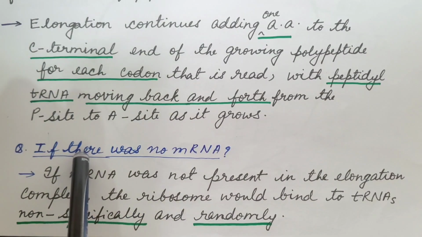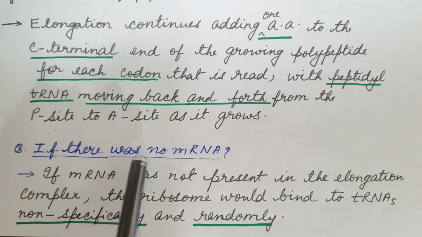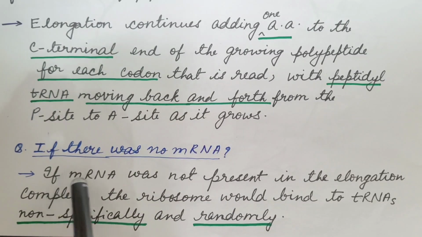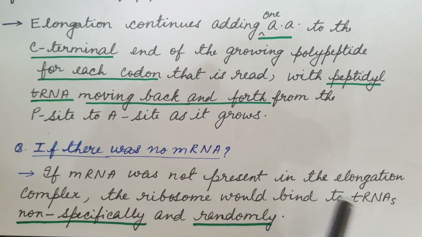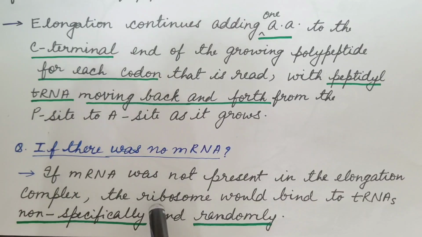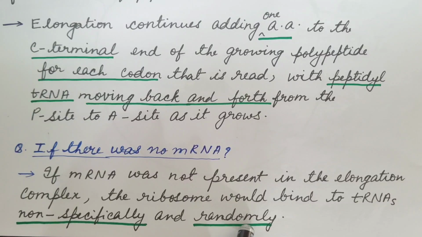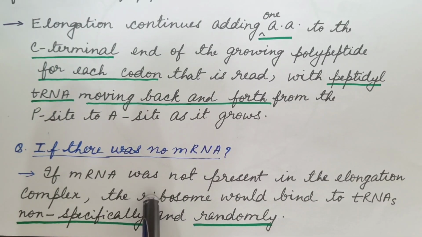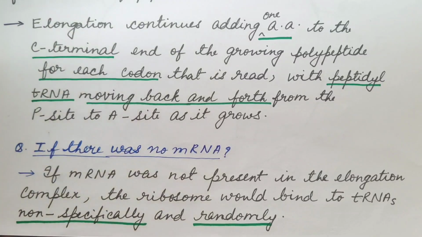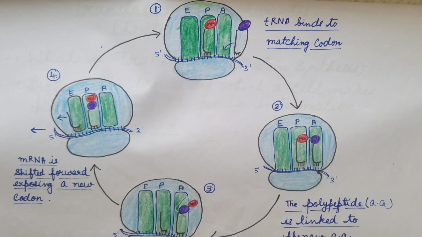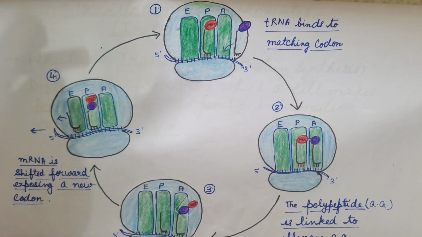Now one may think, what will happen if there was no messenger RNA? If messenger RNA was not present in the elongation complex, the ribosome would bind to transfer RNAs non-specifically and randomly, and hence specific polypeptide would not be synthesized. Now let us understand this elongation process in detail.